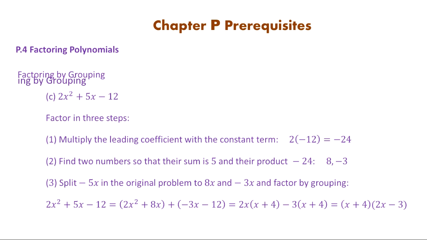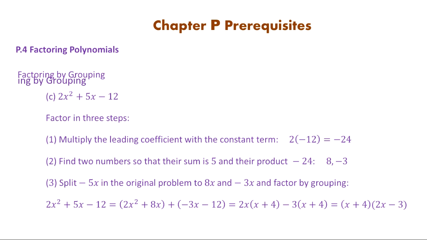So then you can split 5x into 8x and negative 3x using the two numbers in step 2. And then group the first two terms, and the last two terms. So we get 2x squared plus 8x plus negative 3x minus 12, and then factor each group. So you can factor 2x from the first group, you get x plus 4, and you can factor negative 3 from the second group, you get x plus 4 also.